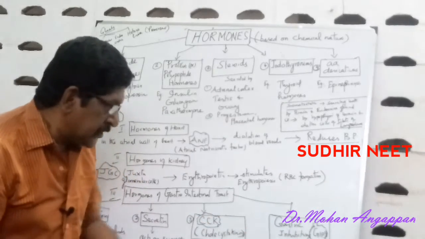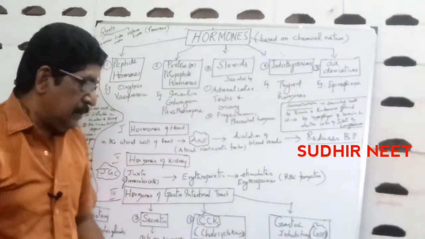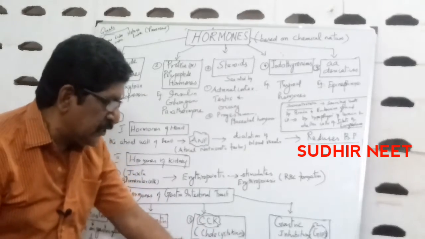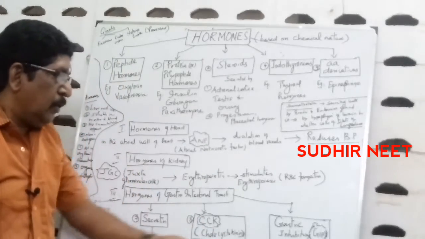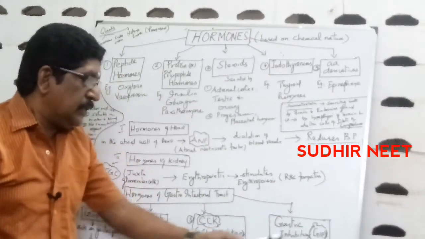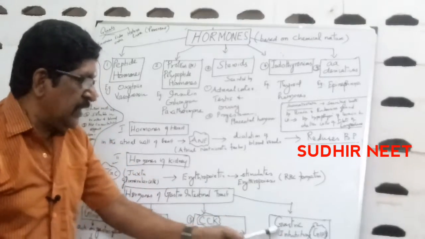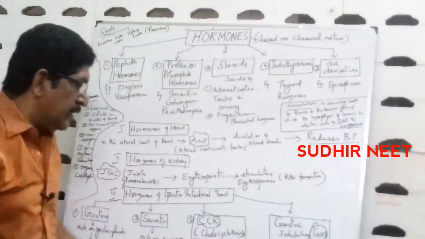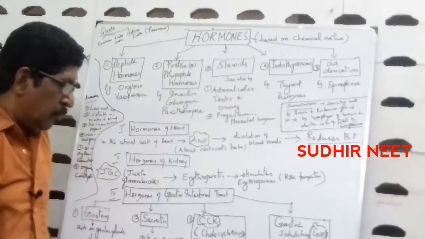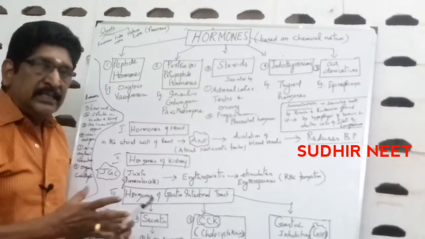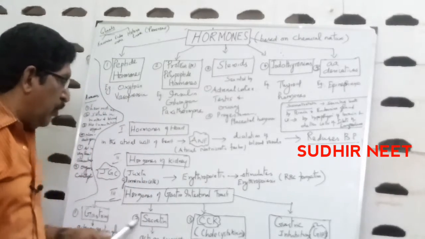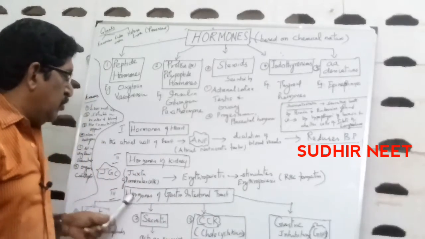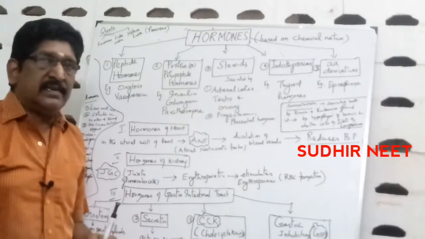Number 4, GIP, gastric inhibitory peptide. It inhibits the gastric secretion and motility. So it is an inhibitor hormone, GIP, gastric inhibitory peptide, which inhibits the gastric secretion and the motility of the juices. So these 4 are the hormones of the gastrointestinal tract.